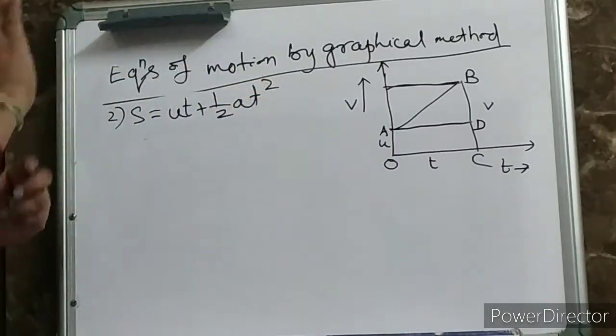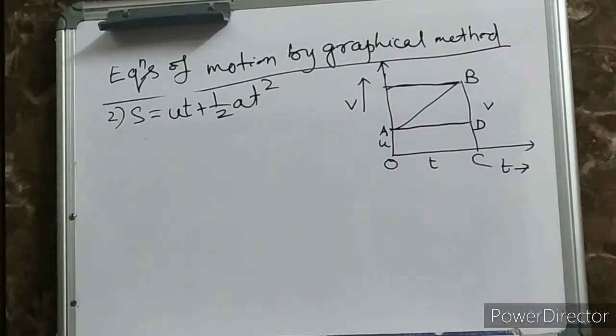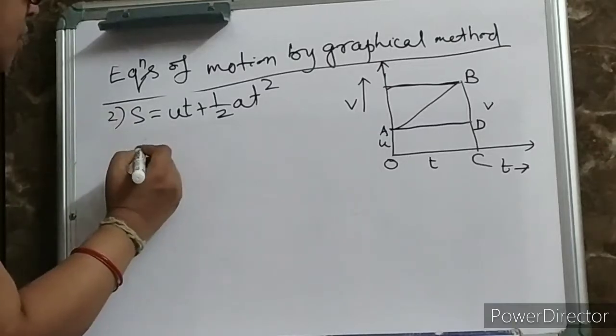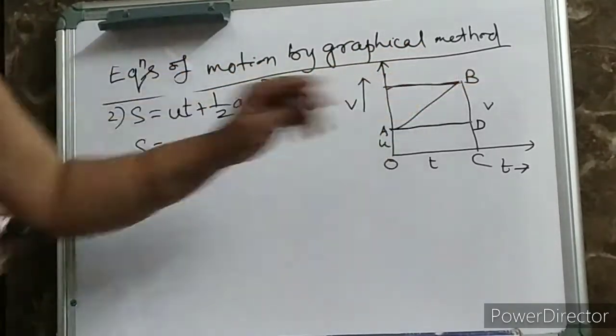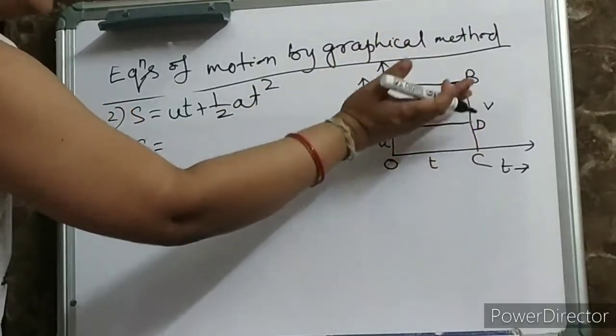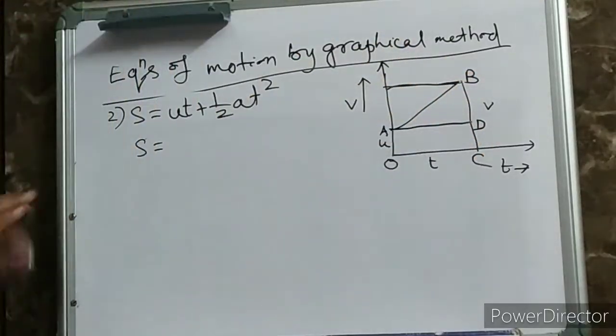Already these things I have posted. If you have not seen those videos, please go through them. What is the distance travelled? Distance travelled S will be the area under the curve, the area under the curve with the time axis.